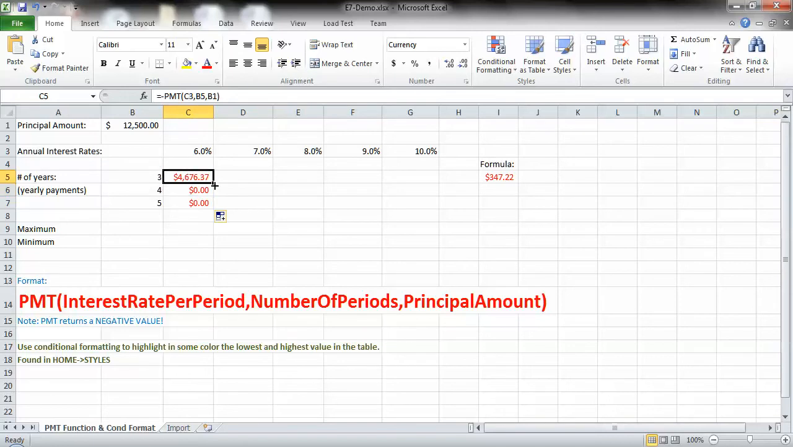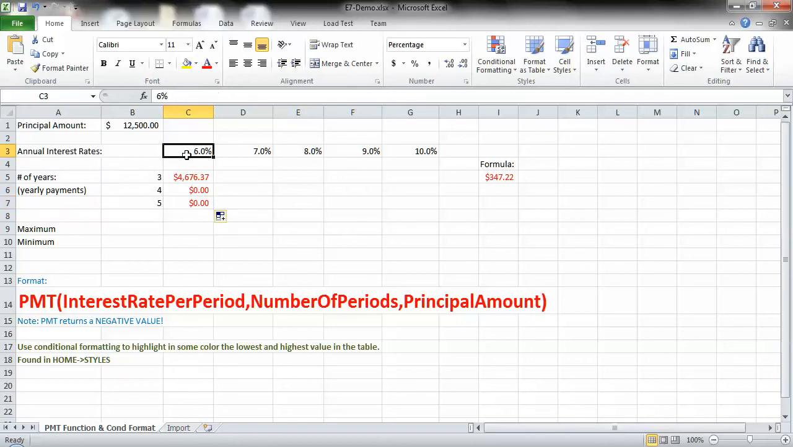What went wrong there? Well, when I'm pulling this down, do I want the 3 to become the 4 to become the 5? Yes, I do want that to go down. However, the 6%, do I want the row to change as I pull this down? The 6% becomes nothing, and then it becomes this right here. Obviously not what we want.